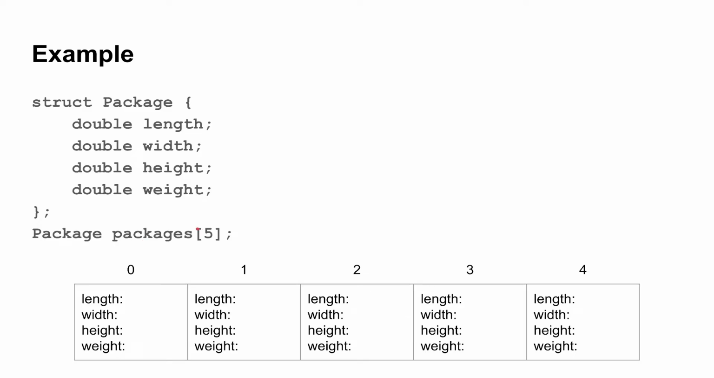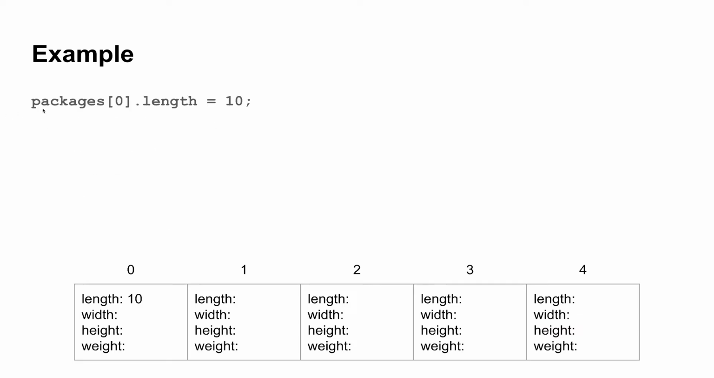But if we wanted to have multiple of this struct, we could make an array of them by adding this opening bracket and a 5 saying that we want 5 instances of this package struct, and then a closing bracket, which will make an array called packages, which has 5 instances of this struct, which we can see down here, each instance having its own length, width, height, and weight, which is independent from one another because they're at different locations in memory.